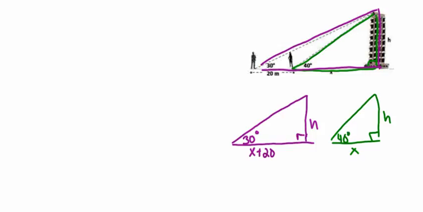So again, very similar to what we did in the previous video, I'm going to decide which trig ratio I use. Once I've decided which one to use, I'm going to write it right on my paper so the whole world knows that I'm using the tangent ratio. And I'm going to do these one triangle at a time in no particular order. So I guess I'll start with the purple triangle. Tangent of the 30-degree angle is equal to the leg opposite, h, over the leg adjacent, x plus 20.